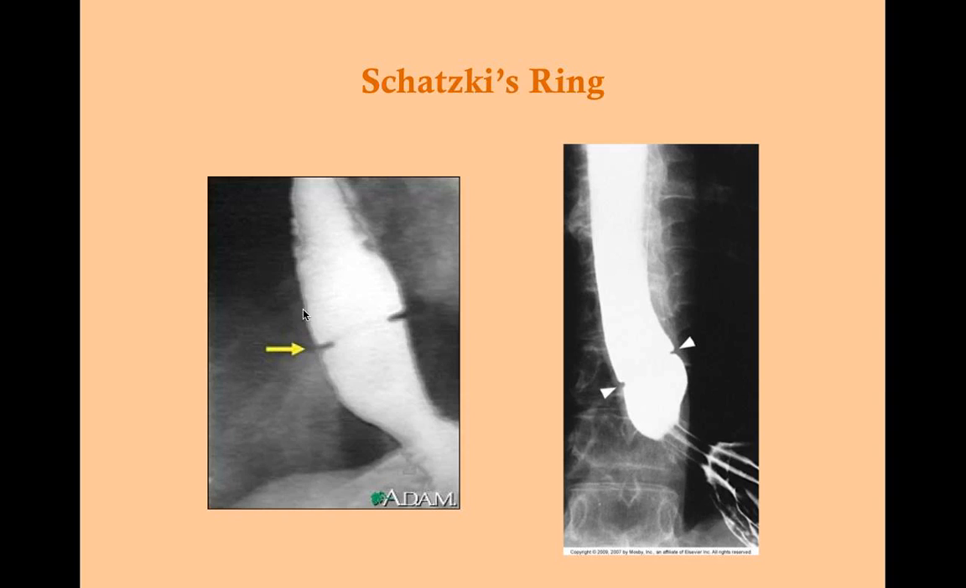So here's a very classic Schatzki's ring. This one here appears to be, I can't really tell because I can't really see how many inches this are, but this one appears to be a B ring. And this one here appears to be an A ring. The way you can tell that this is a Schatzki's ring is because you have a circumferential narrowing. You've got a narrowing on this side, and you've got a narrowing on this side. You can't see the side that's pointing at you because this is just a two-dimensional picture, but you know that this is a ring because you've got it on both sides.